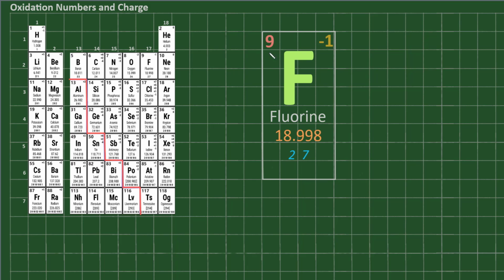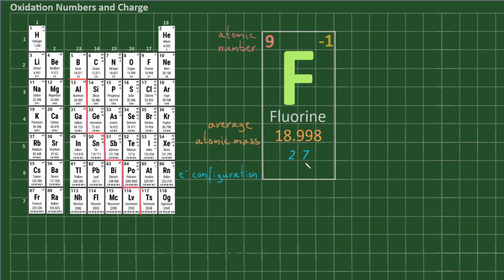The red number 9 gives me the atomic number. Down here in orange, I have the average atomic mass. Further down in blue, I'm given clues about the electron configuration. You might be wondering, how do these two numbers give me a clue about the electron configuration of fluorine?